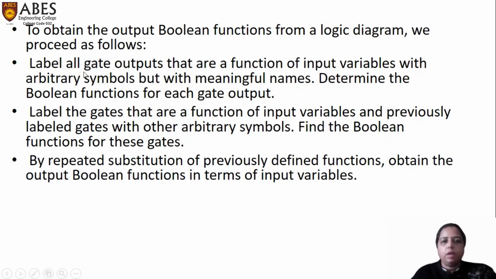So first of all, we will label all the gate outputs that are a function of input variables with arbitrary symbols but with meaningful names. Then we will determine the Boolean functions for each gate output. Then we will label the gates that are a function of input variables and previously labeled gates with other arbitrary symbols. Then we will find the Boolean functions for these gates. Now, by repeated substitution of previously defined functions, obtain the output Boolean function in terms of input variables. So now we will understand these steps with the help of an example.